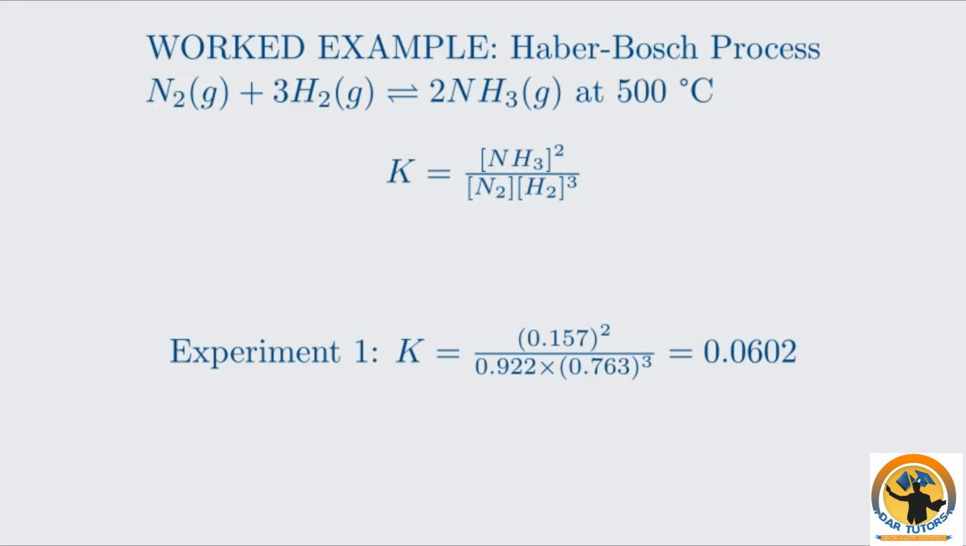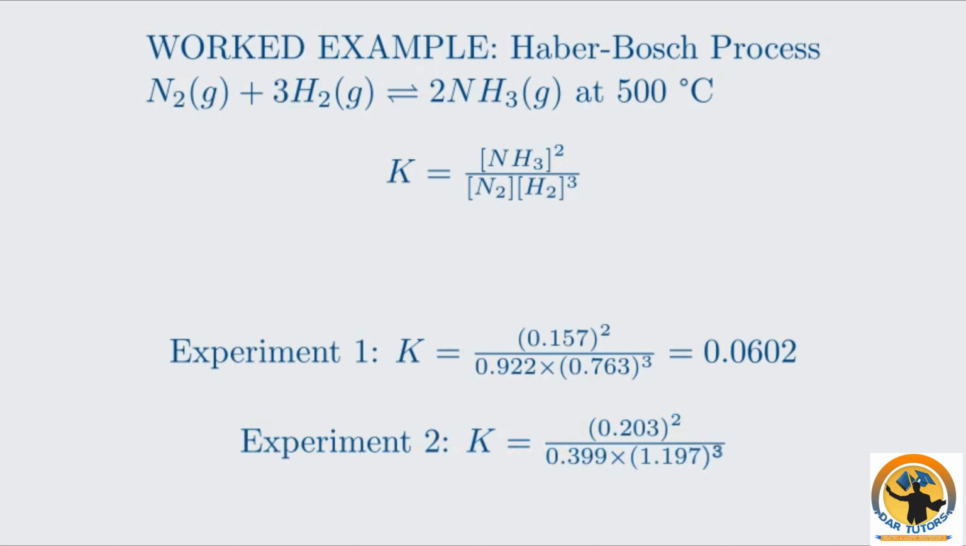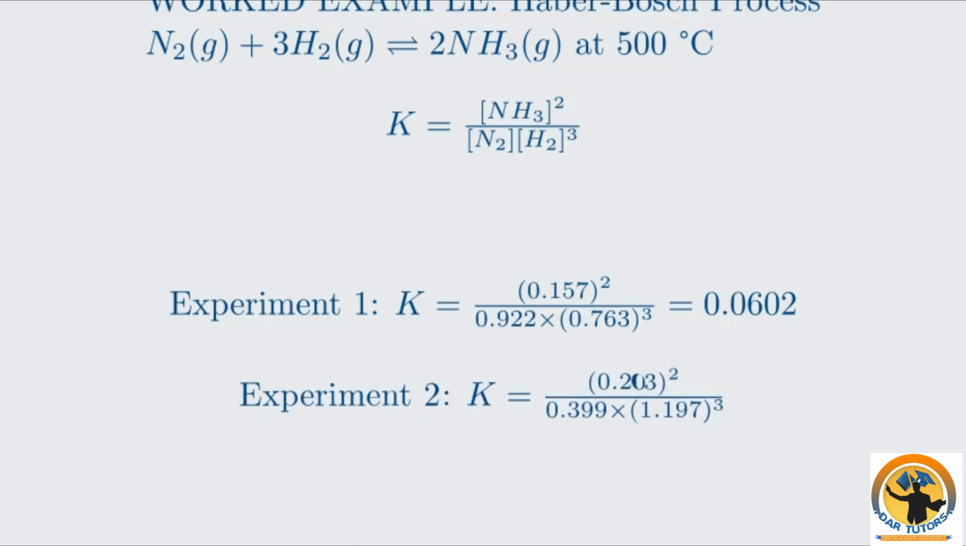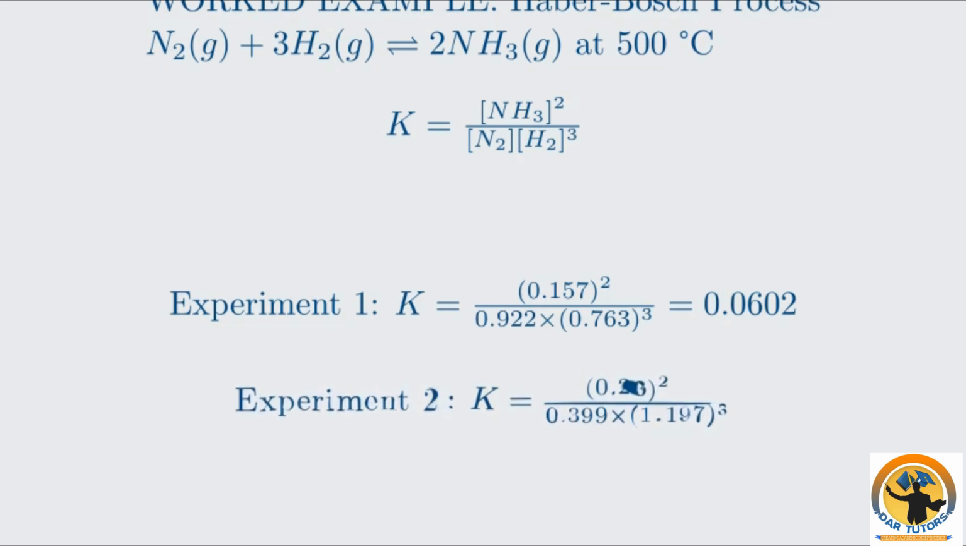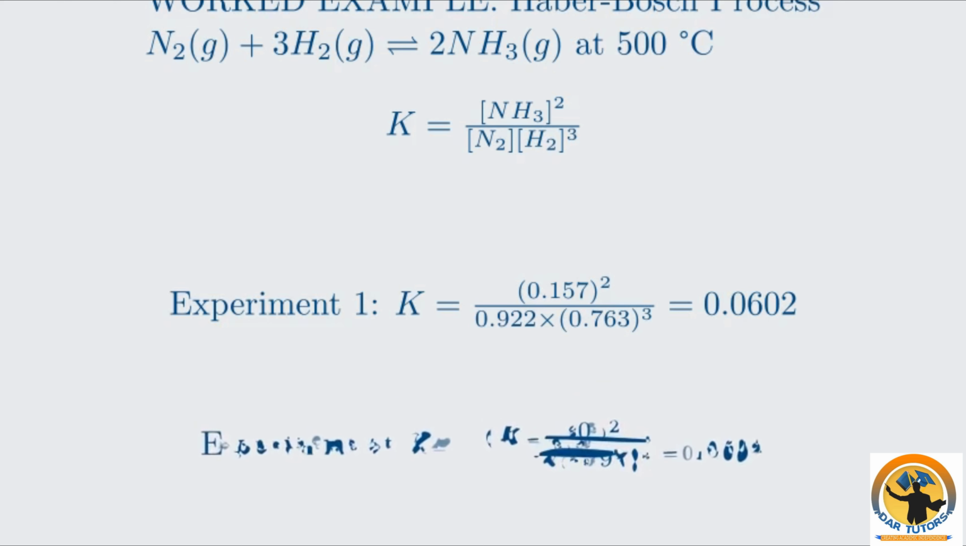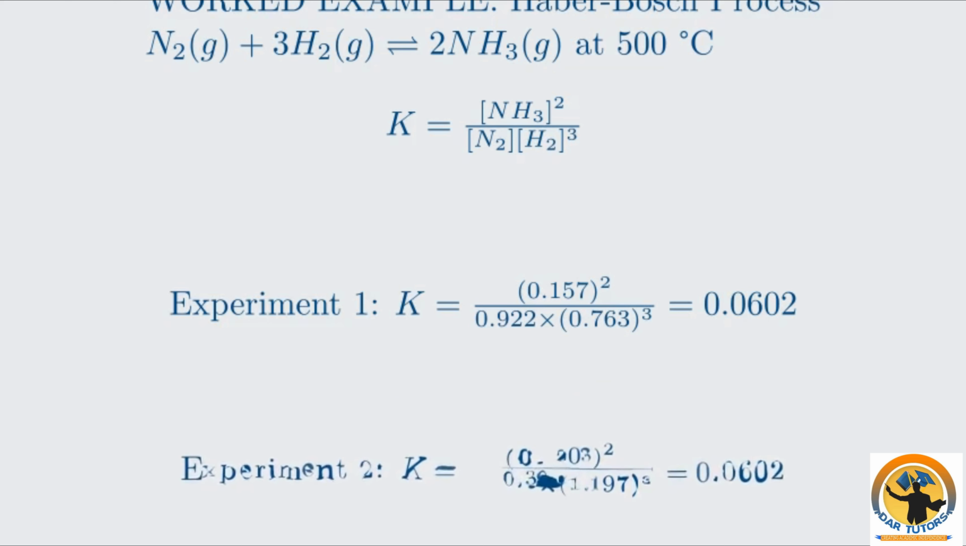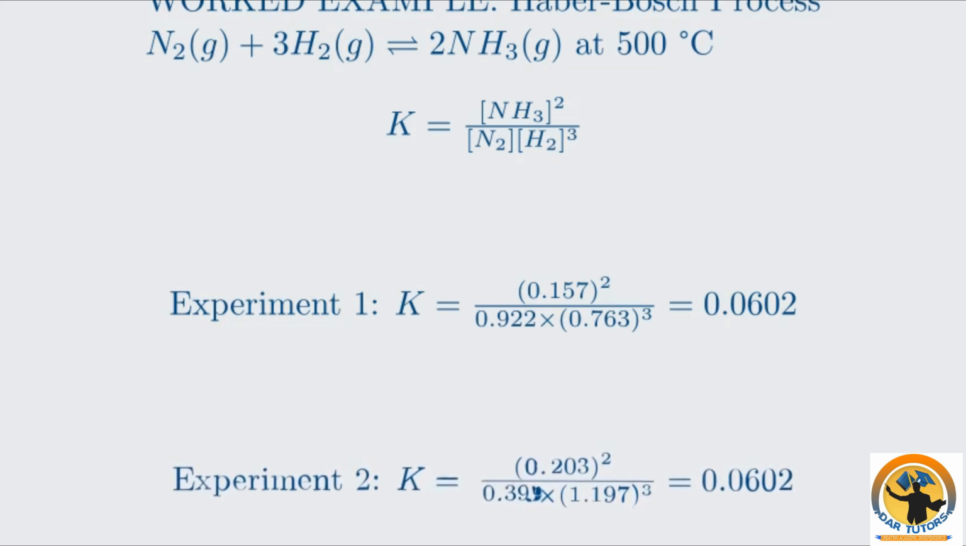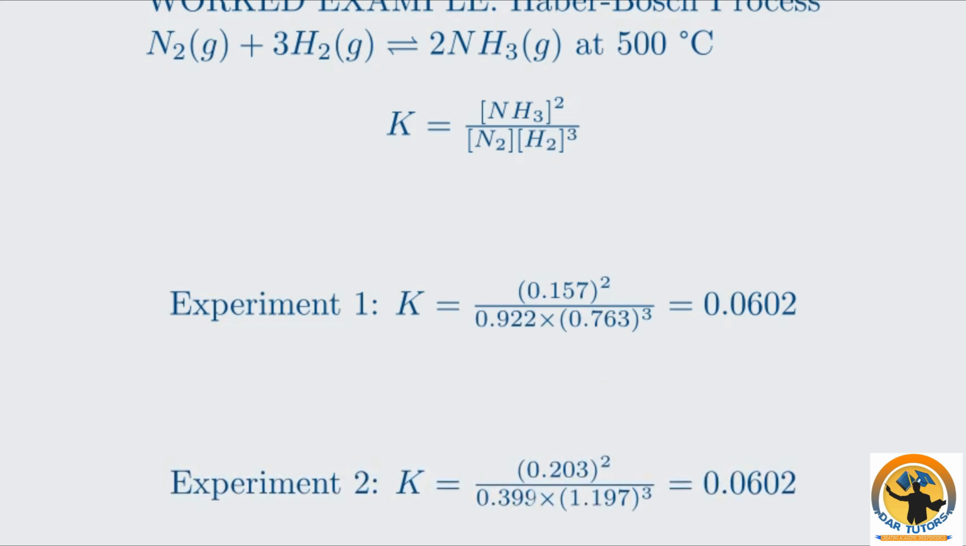Now we repeat this calculation for a second experiment. This is crucial for demonstrating that K is constant. Let's use experiment 2. The concentrations are different from experiment 1. After calculating, we find the K value is also 0.0602. The fact that we obtain the same value, despite different starting concentrations, proves that K is a constant for this reaction at 500 degrees Celsius.